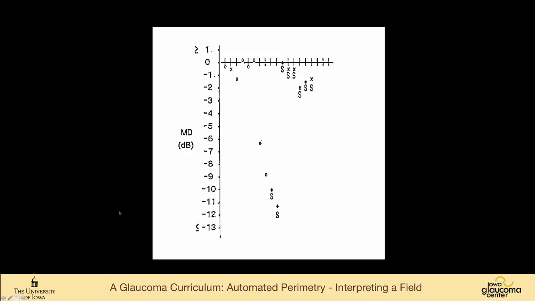And this is just showing the mean deviation over time in someone whose overall vision dropped and dropped and dropped because of cataract, and then the cataract was taken out, and now their vision is back, their mean deviation is back. It's pretty normal.